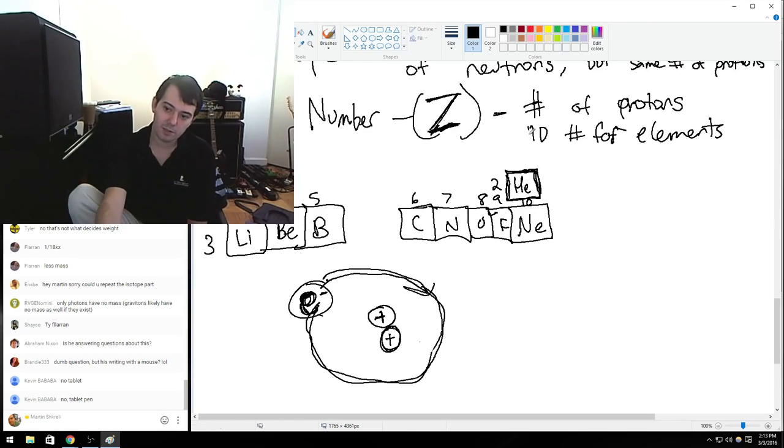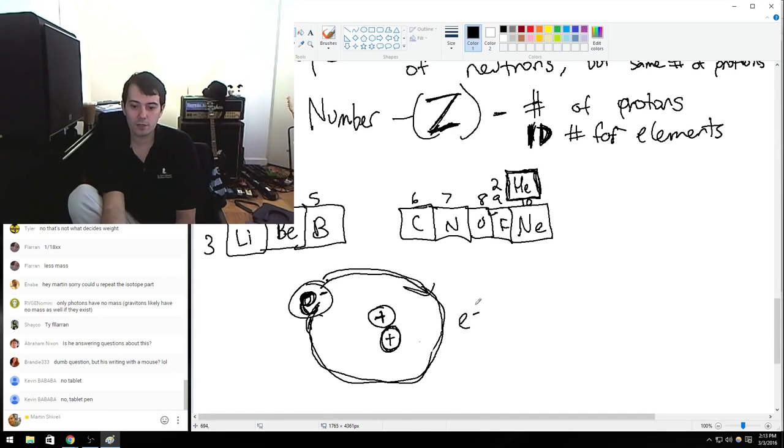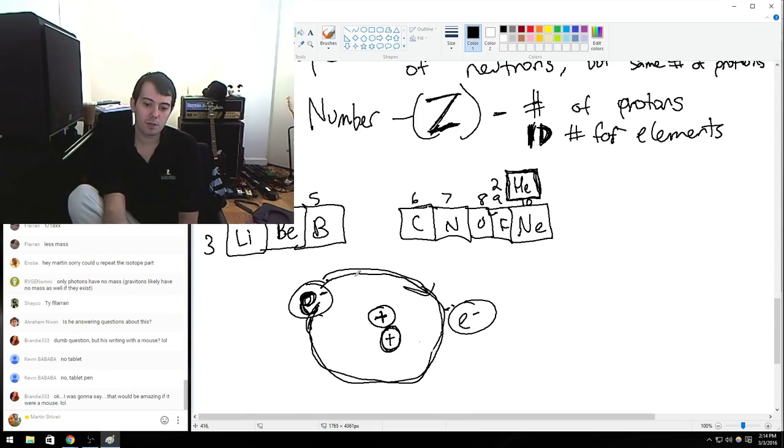So the Z number, the atomic number, identifies what element we're looking at, what atom of what element. It's the ID number, in essence. So this is an electron flying around. It would need two electrons to be helium. It could be a helium ion, I suppose. We'll talk about that in a second.